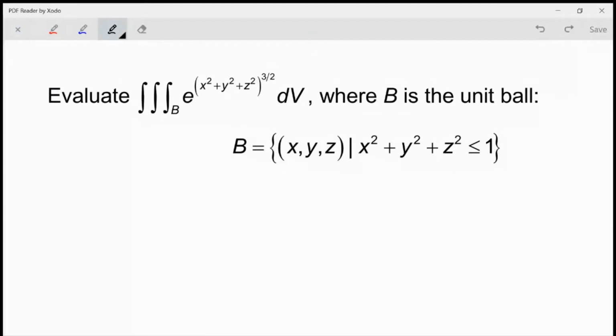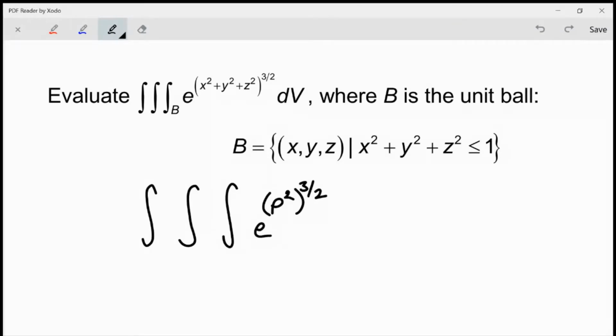So for my triple integral, here are my three integral signs. I know that I'm going to have e to the (x squared plus y squared plus z squared) to the 3/2 power. Okay, so remember, that's the same as e to the (rho squared) raised to the 3/2 power. So I'm starting my conversion into spherical coordinates. Now, if I'm converting from rectangular to spherical, I'm also going to have to multiply by rho squared sine phi d rho d theta d phi.